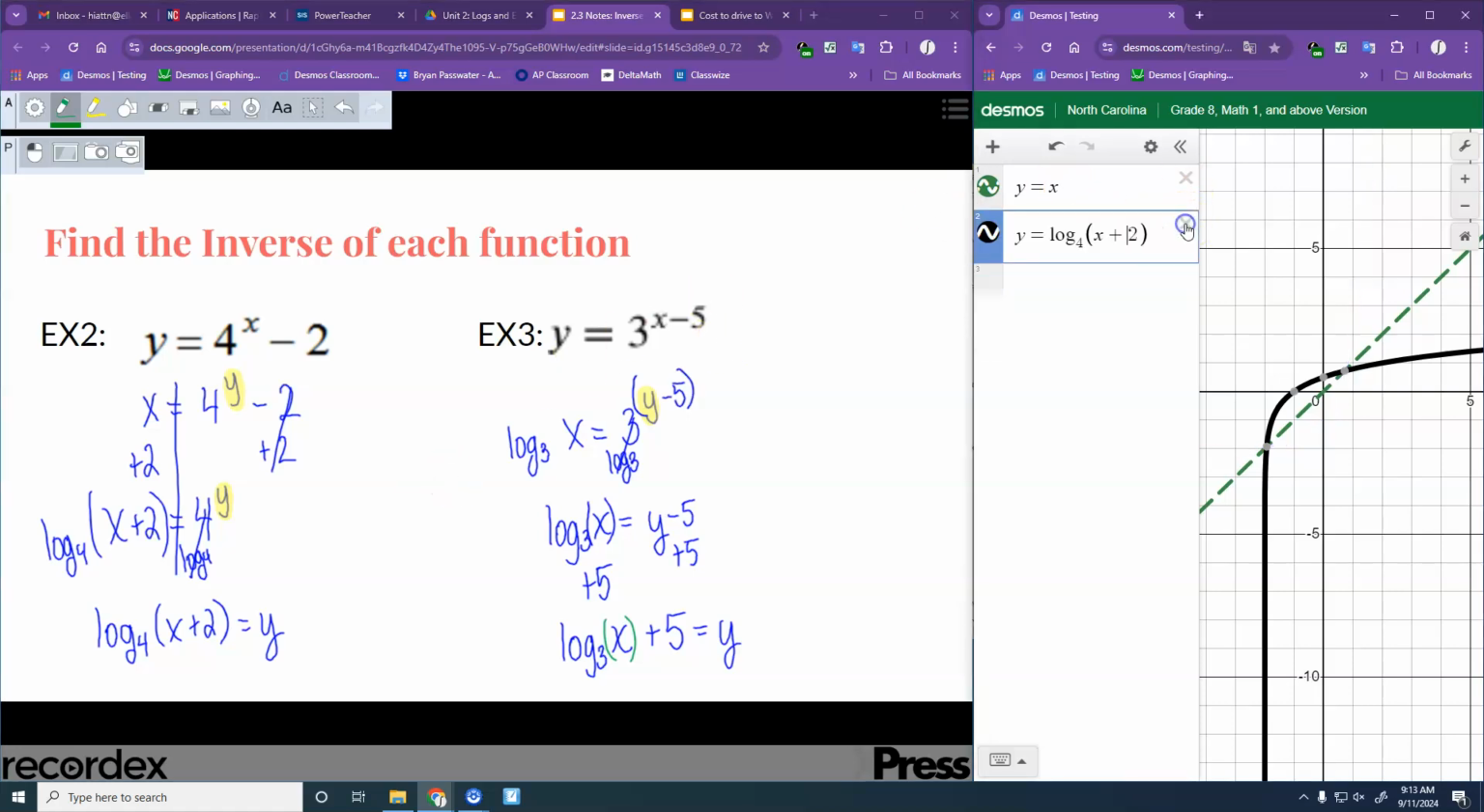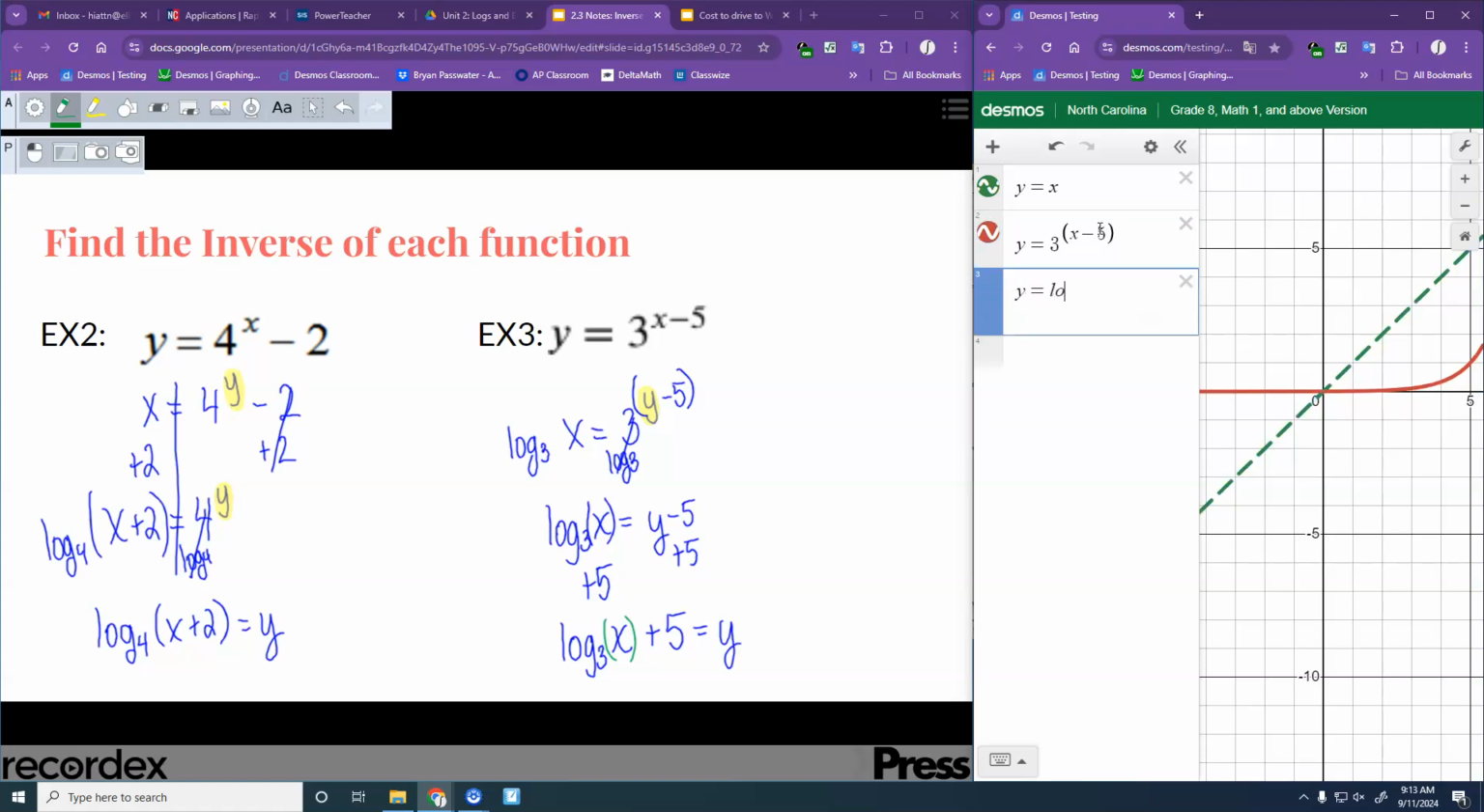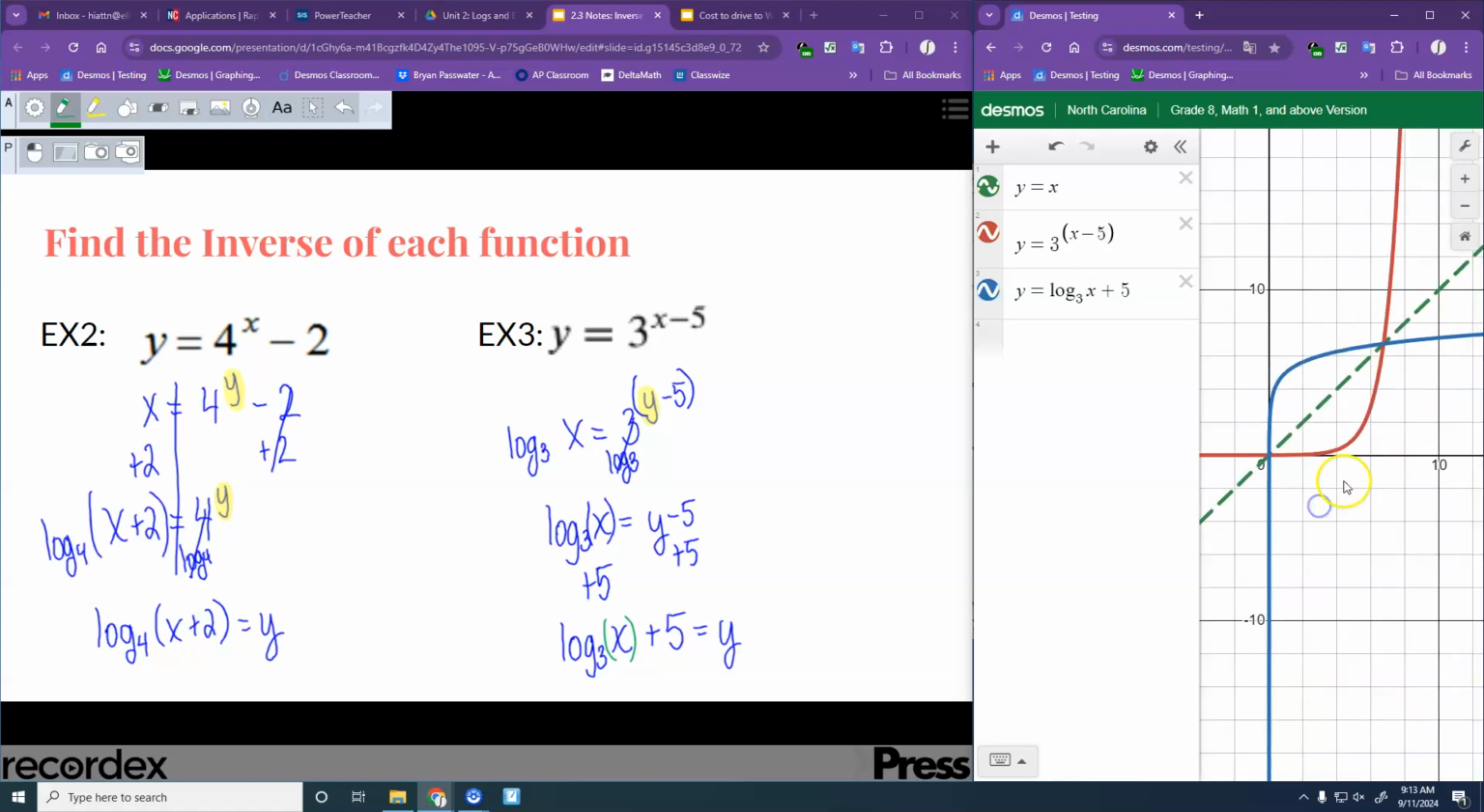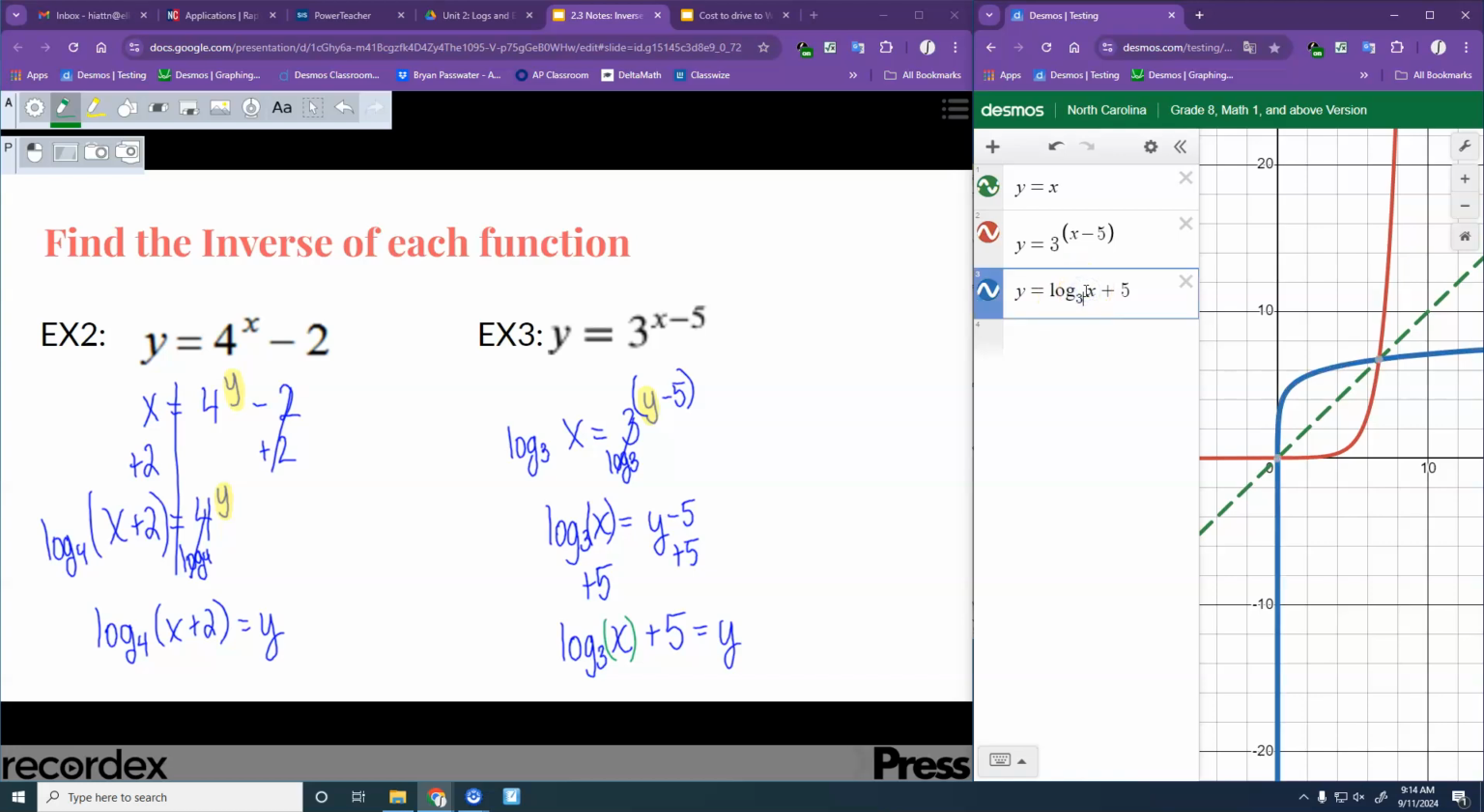Let's graph it to see if it looks right. I've got y equals 3 to the x minus 5, and then I got y equals log base 3 of x plus 5. And that looks good. Notice if I had this in parentheses, see how it would not look correct? You've got these that are crossing, but they're not crossing on the green dotted line. It is a little symmetric looking, but if they cross anywhere besides the green dotted line, then it's not the right answer. So that 5 is over on the end for that.